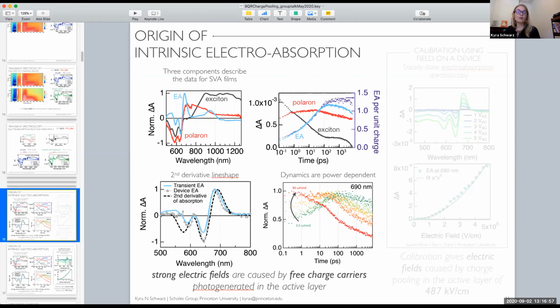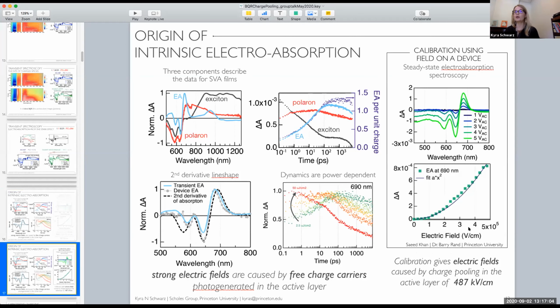So we can confirm that this line shape is what we think it is by comparing with the second derivative. We also got our colleagues at Princeton in the engineering department to make us some devices and crank up really large voltages across molecules of BQR. We saw this response in the absorption, shown here in gray. It really does match up nicely with what we've pulled out from our transient measurements, where we don't have any electrodes, just the device active layer and photo-induced charges being formed.